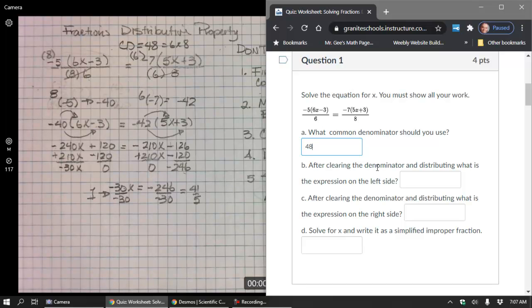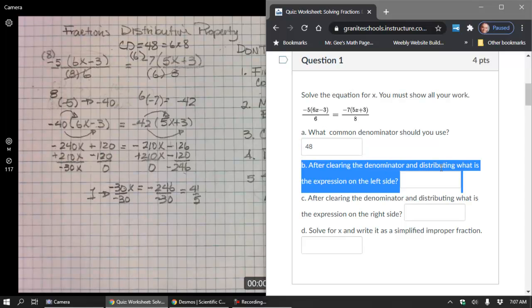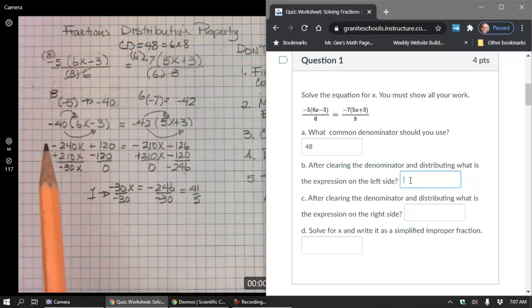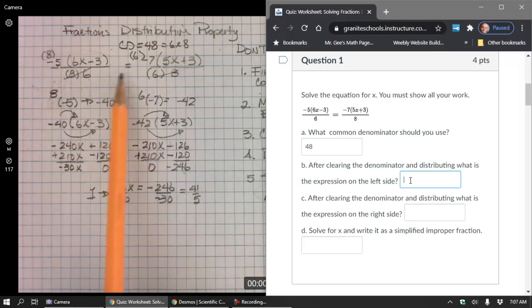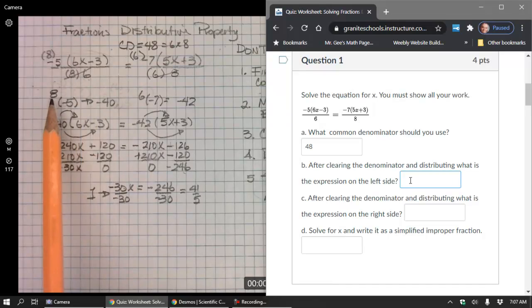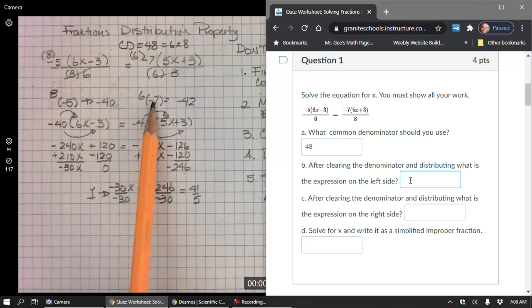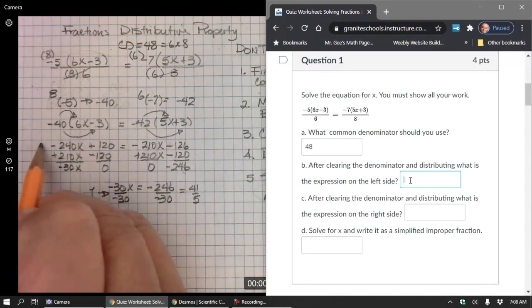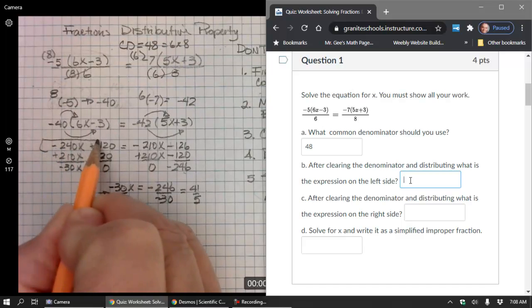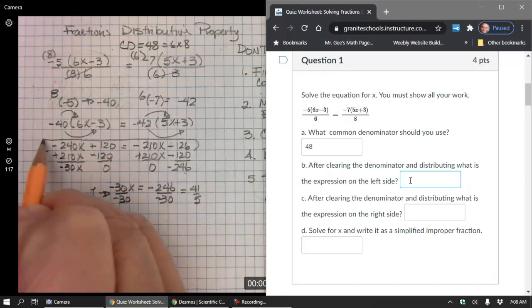Now, this is really important. You need to read these. After clearing the denominator and distributing, what is the expression on the left side? And it's talking about this right here. Here where we cleared our denominator, right? We cleared our denominator, and then we distributed here to get the negative 40 goes here. We take that 6, multiply to that negative 7 to distribute, and then right here we have to distribute twice. So part A and B is talking about these equations right here, the left-hand side and the right-hand side.